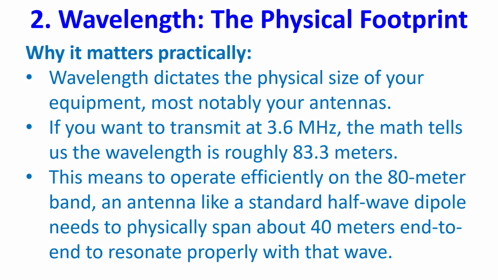If you want to transmit at 3.5 MHz, the math tells us the wavelength is roughly 83.3 meters. This means to operate efficiently on the 80-meter band, an antenna like a standard half-wave dipole needs to physically span about 40 meters end to end to resonate properly with that wave.